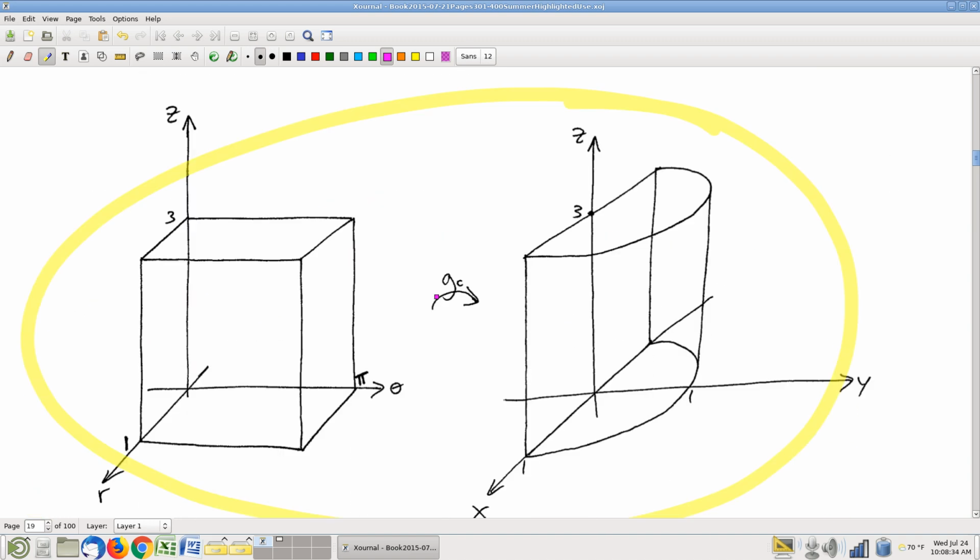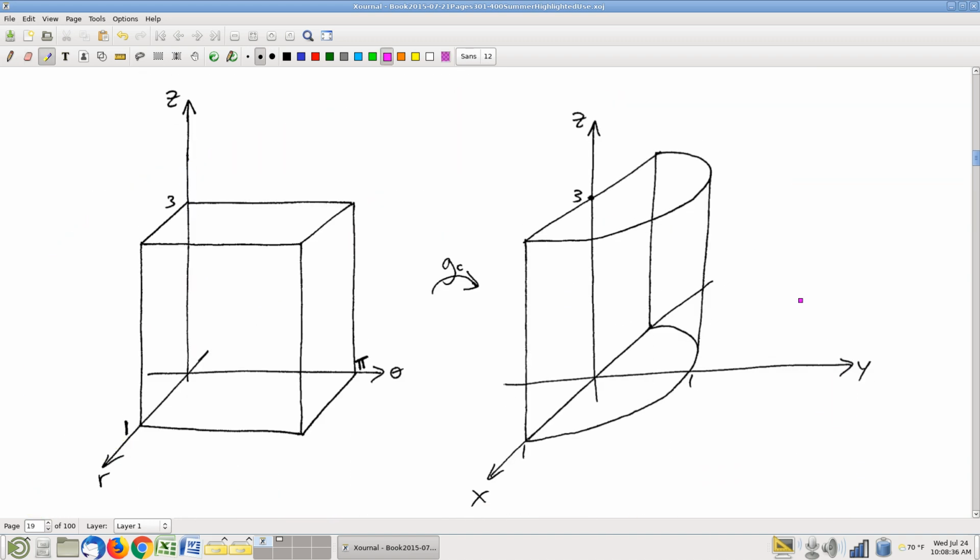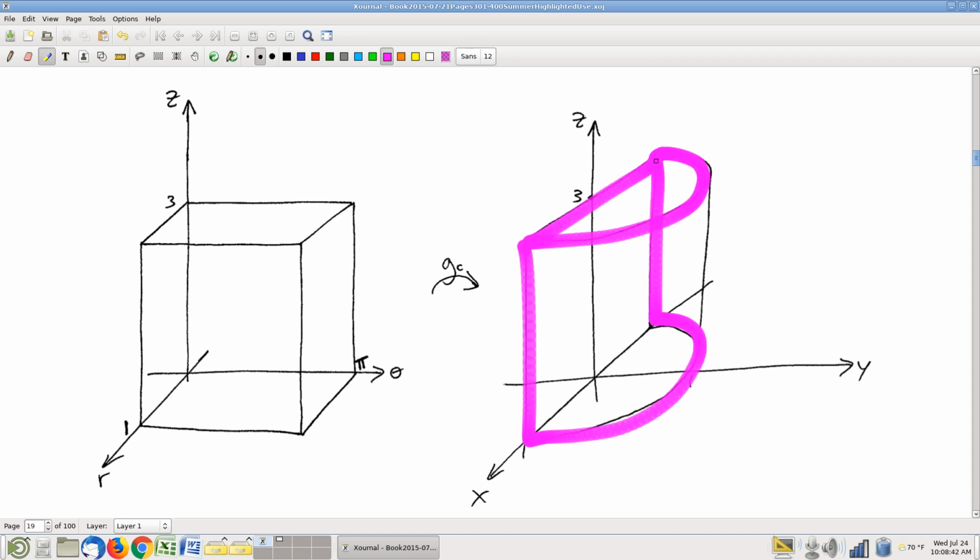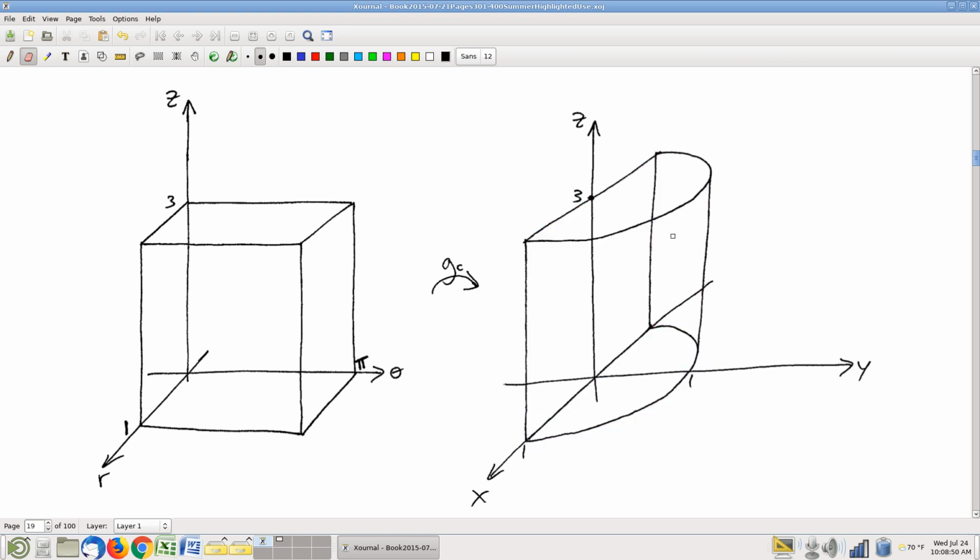Use this as a change of variables function. Here's an example of a pullback domain. I claim that this half of a cylinder, half of a solid cylinder, pulls back very nicely to a rectangular box. Let's think it through real quick. Let's look at the various different faces here.